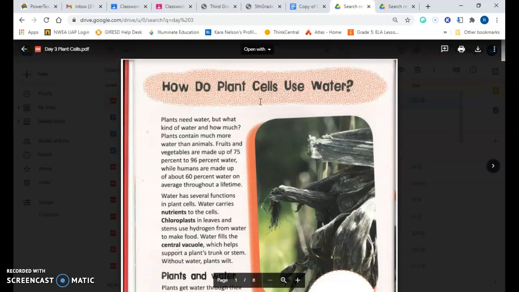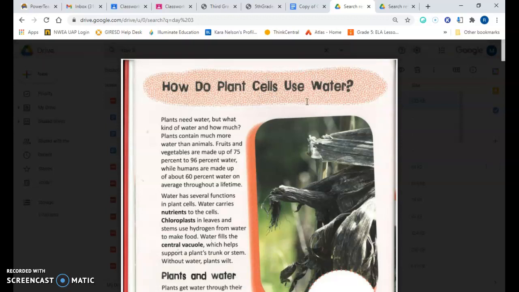So let's start here where it says, how do plant cells use water? Plants need water, but what kind of water and how much? Plants contain much more water than animals. Fruits and vegetables are made up of 75% to 96% water, while humans are made up of about 60% water on average throughout a lifetime. So plants need more water than what animals do.